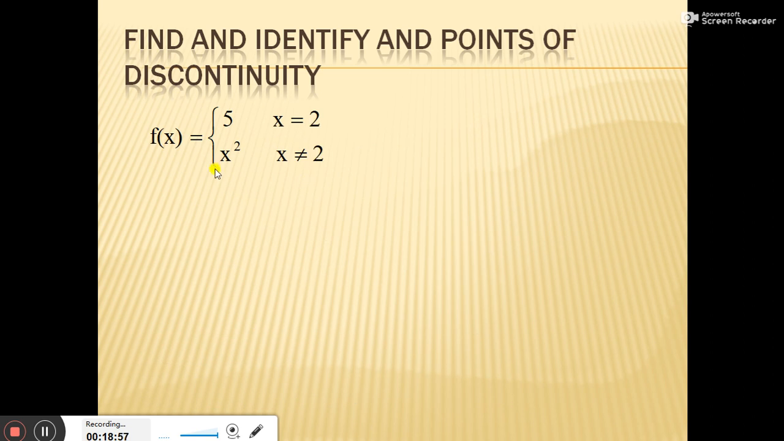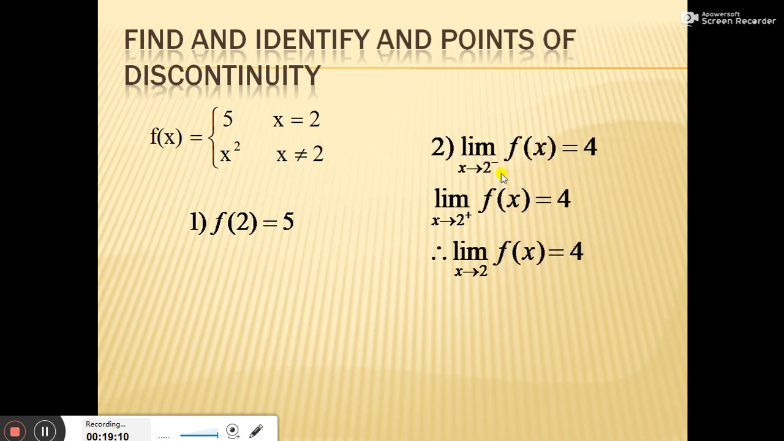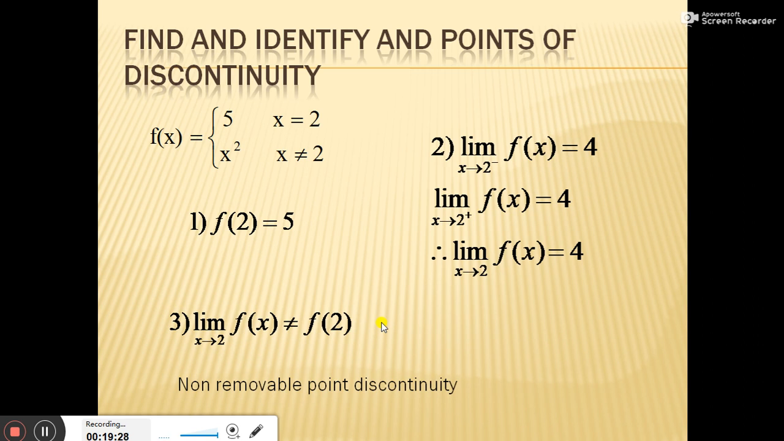Next example, f(x) is equal to 5 when x is equal to 2 and x square when x is not equal to 2. Now f(2) is equal to 5, and the left hand limit as x tends to 2 is equal to 4. For the right hand limit also we have 4. This limit exists, but it is not equal to the value of the function, and therefore this is discontinuous, and that is a non-removable point of discontinuity.